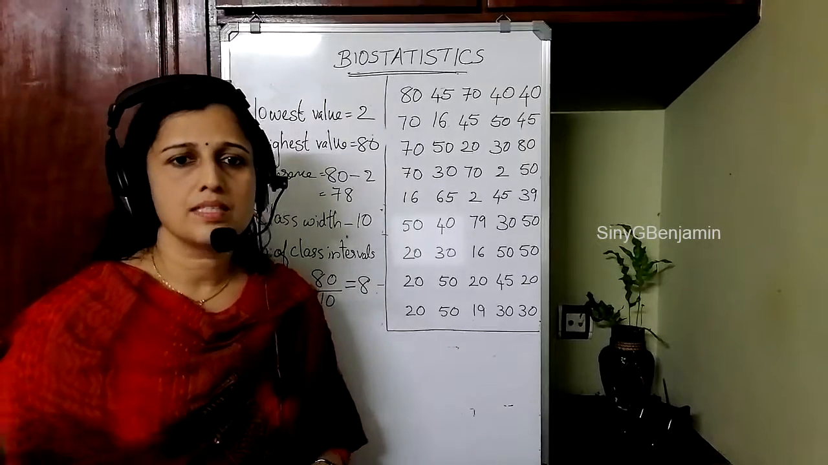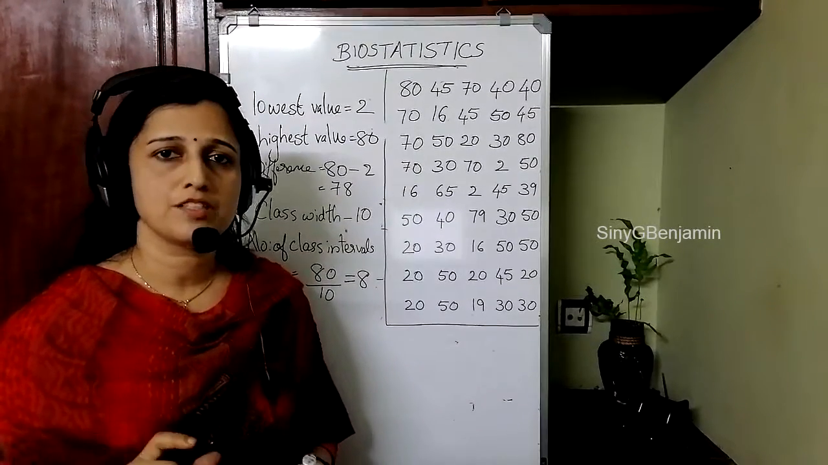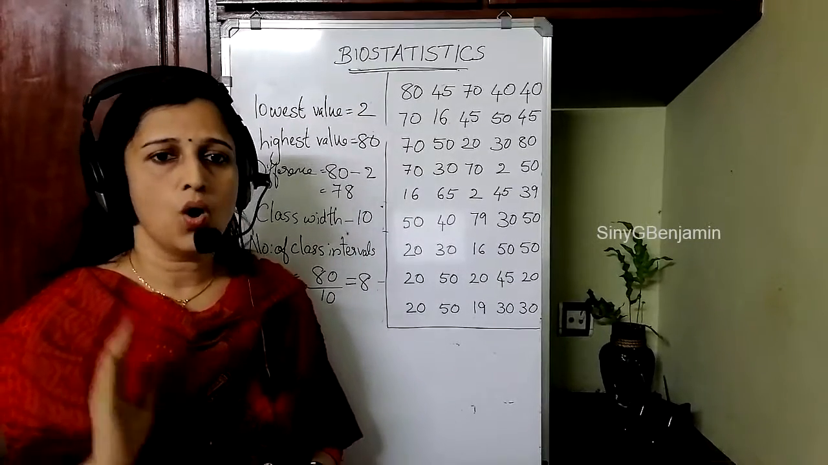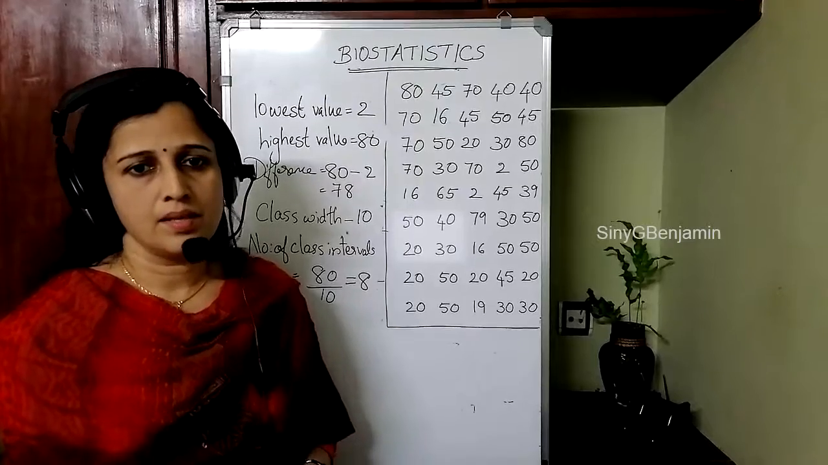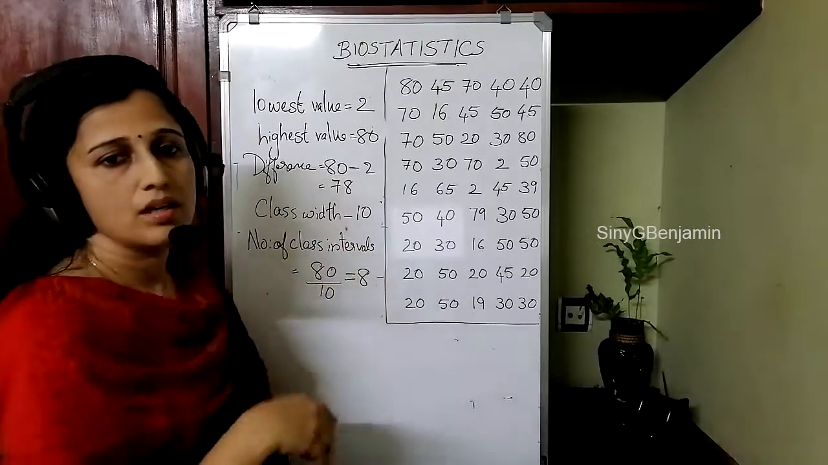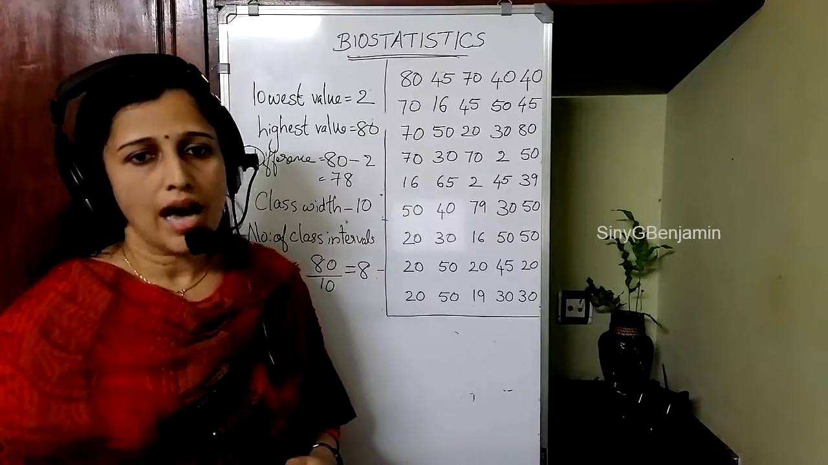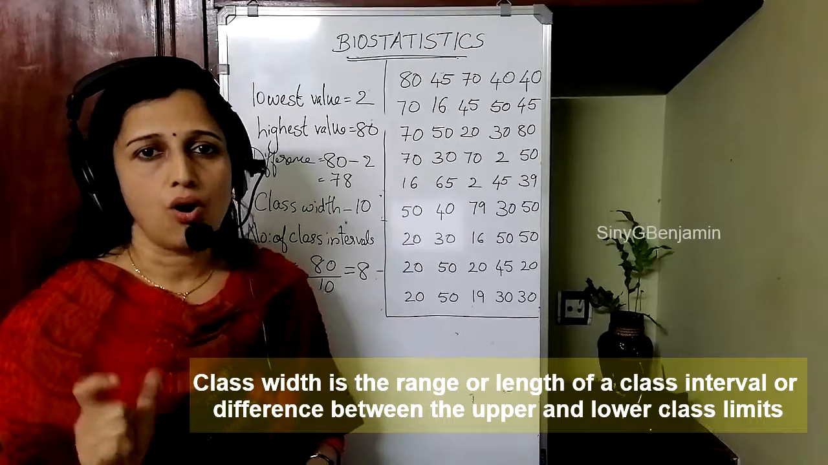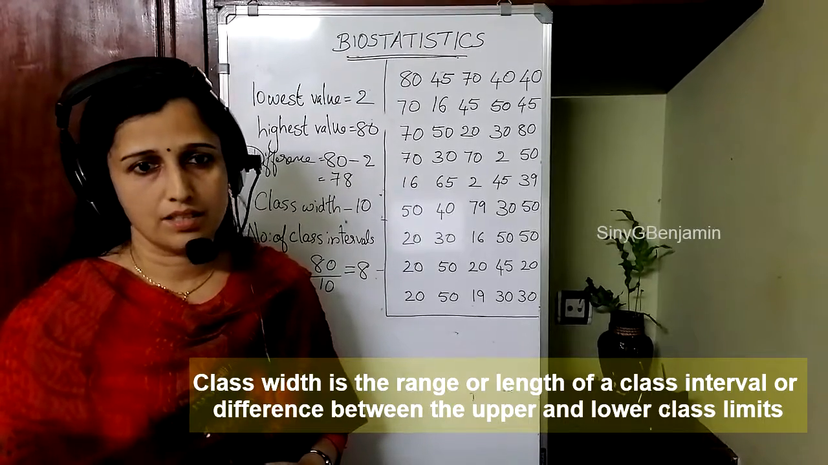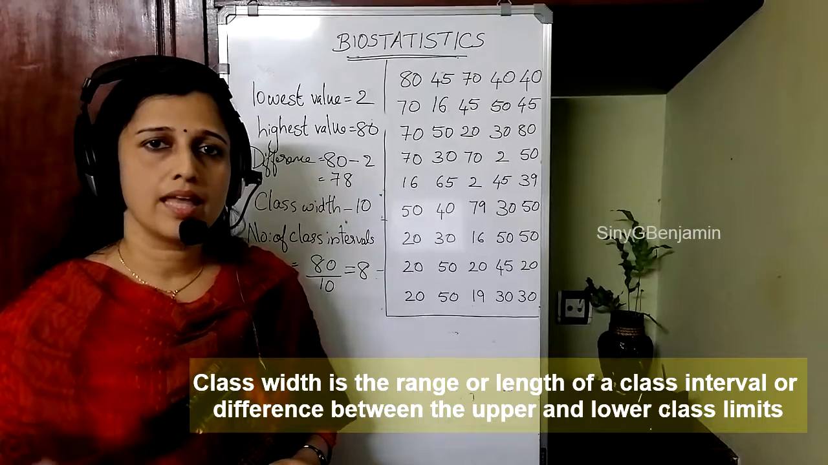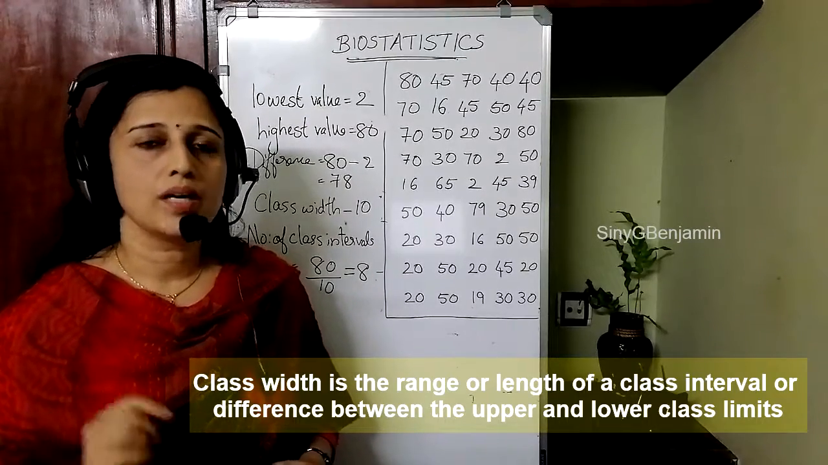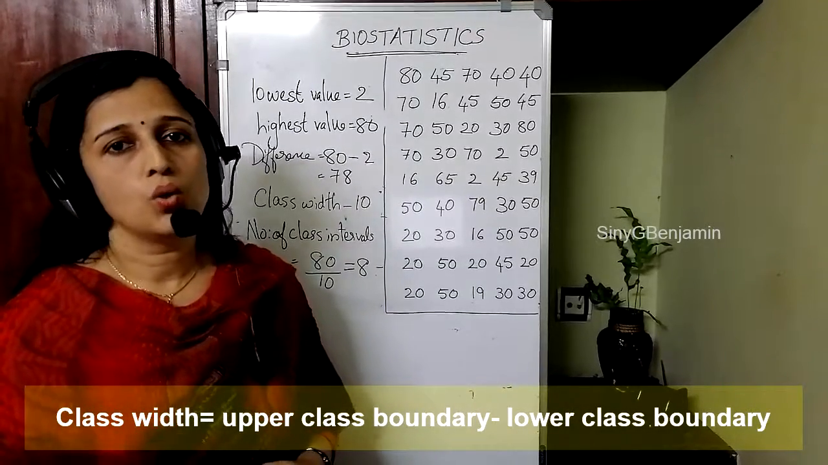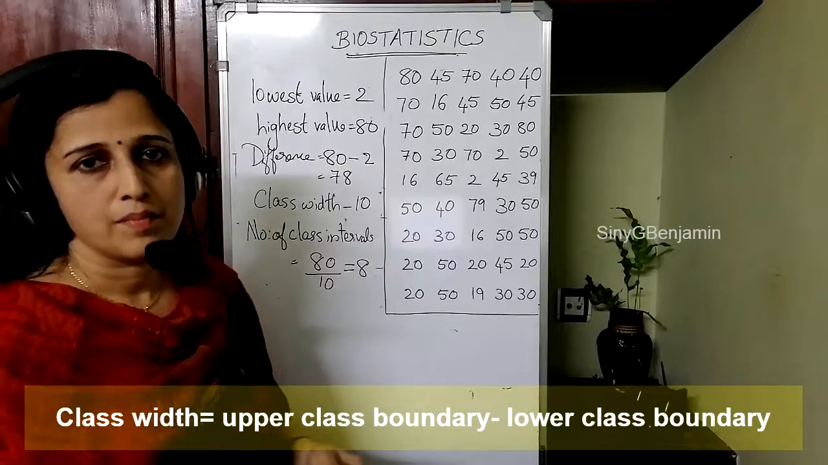Then class limit is the two numbers used to specify the limits of a class for the purpose of tallying the original observation into various classes. The lowest limit is the lower value and the upper limit is the highest value of each class interval. The class width is the range or length of a class interval or difference between the upper and the lower class limits. Class width is equal to upper class boundary minus lower class boundary, that we have explained before.